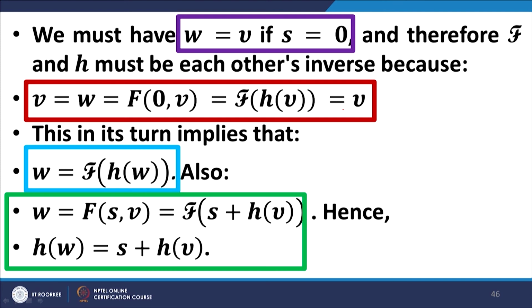We automatically have w is equal to F(h(v)), and w is also equal to F(s, v), that is equal to F(s + h(v)). Now, from these two equations, w is equal to F(script h(w)), and w is equal to F(script s + h(v)). That implies that h(w) must be equal to s + h(v).